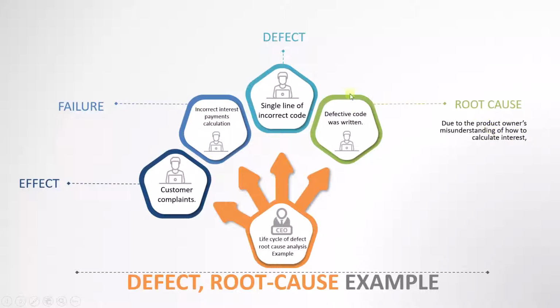So, we have this information. The product owner didn't know how to calculate interest. But we can't stop there. We have an entire team, so how is it that the product owner could make this mistake?